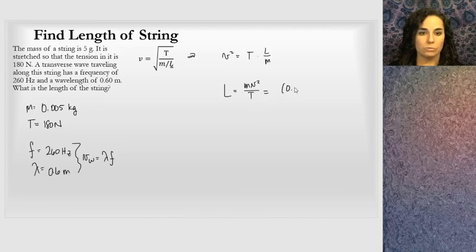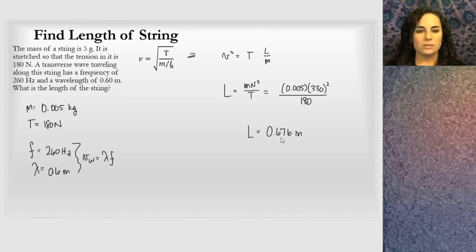I get 0.005 times the 330 quantity squared, and that gets divided by 180 newtons. And when I run all these numbers through the calculator, I get 0.676 meters. So when I look at this number, that's about 68 centimeters. And I know that the string is about 5 grams, so that's a pretty slender string.